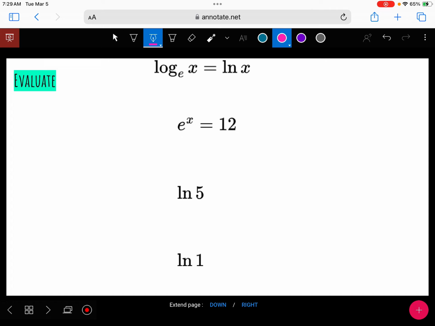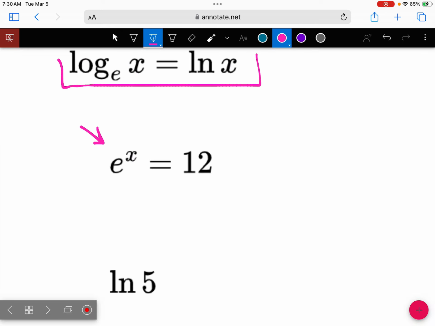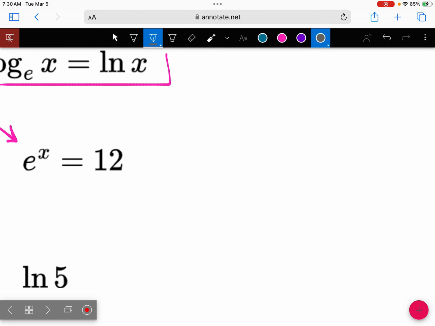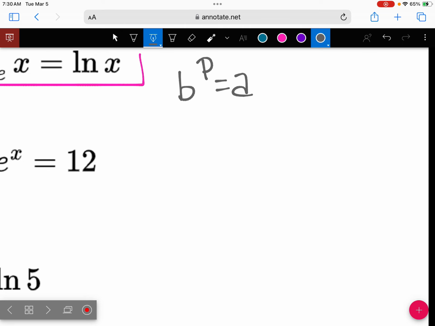So here's the other one I was talking about. Log base e of x is the same as ln of x. So I'm going to start with switching this one into logarithmic form. We have e to the x equals 12. So we're going to do our BPA log BAP with this one. I'm not a huge fan of the way I organized it, but whatever.